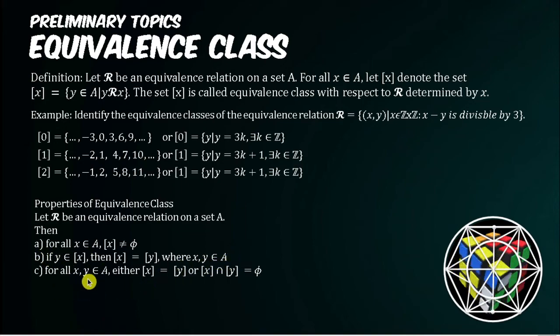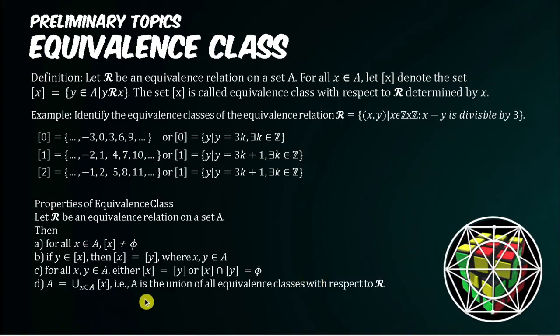Third, for all x, y element of A, either the equivalence class determined by x is the same as the equivalence class determined by y, or the two equivalence classes are completely different. That is, the intersection is the null set. This is only saying that two equivalence classes are either exactly the same or exactly different.